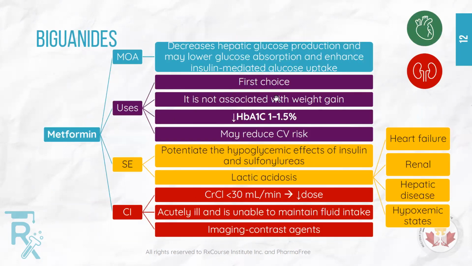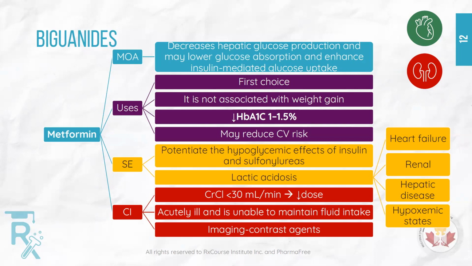Okay, so we will start by talking about metformin, which belongs to the family of biguanides. This is the only member of this family used anyway. The mechanism of action of metformin is decreasing hepatic glucose production, and it also increases insulin sensitivity in cells, so it decreases glucose by enhancing the uptake of insulin by cells. It's a first choice, as we discussed.